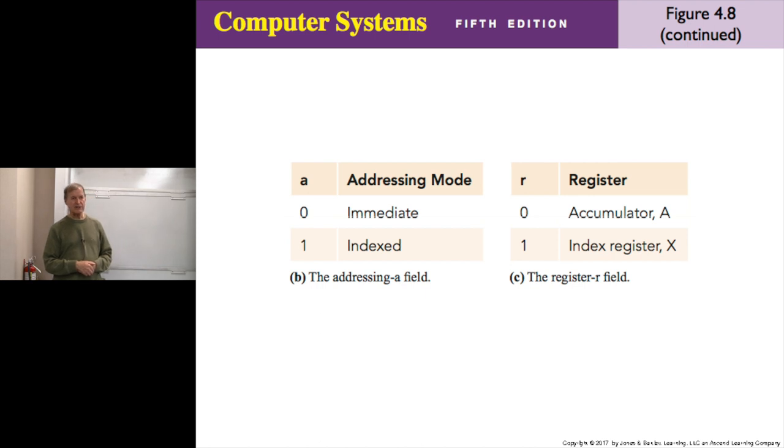And then we're going to take a look today in our examples at the register R field in some instructions, and so if R is 0, that indicates the accumulator, and if R is 1, that indicates the index register. Okay? And all of these tables will be available to you on an exam. I have a reference packet that you'll have, and these tables are all included in the reference packet.